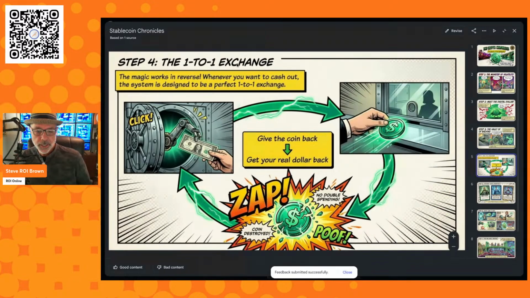The one to one exchange, a dollar out, dollar in. Here we go. You see how that works? Zap. Give the coin back, you get your real dollar back.